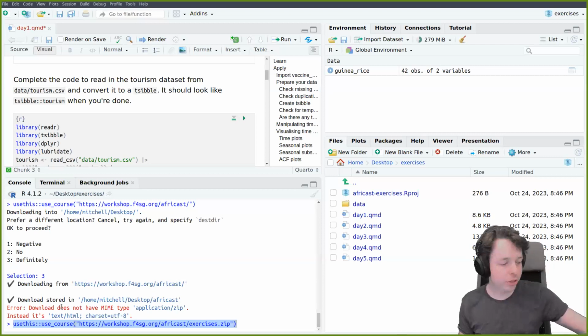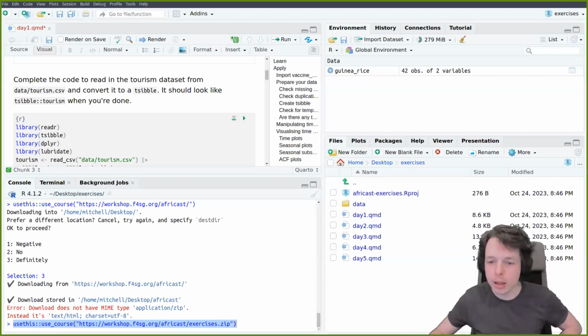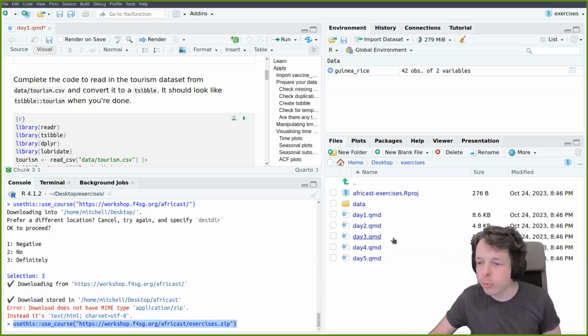It's really important that we can all get access to these exercise materials so you can work through them with your mentor and also have access to the data.